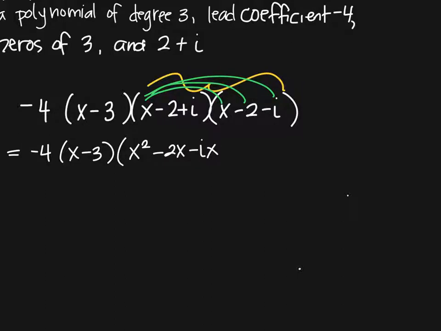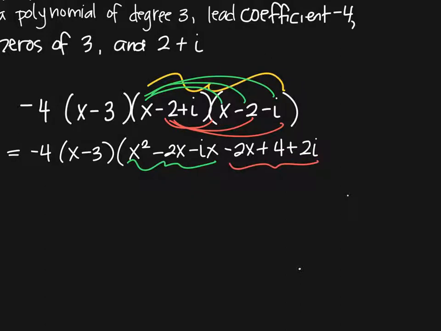My next set of 3 is going to come from distributing the negative 2. So this negative 2 will create 3 more terms. So I've created my first set of 3. Now I'm going to create my second set of 3. So that'll be negative 2x plus 4 plus 2i. And that's the second group of 3. So now I have 6 terms altogether.